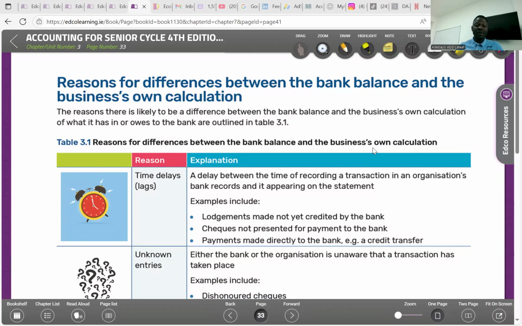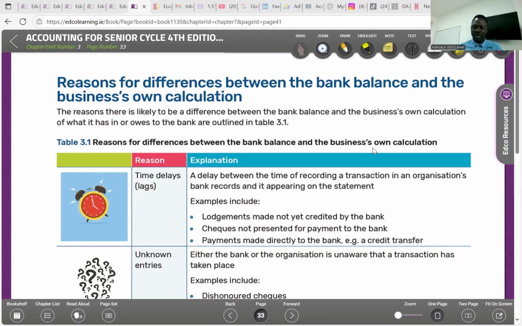The first reason why we could have differences between the bank balance, that's our bank statement, and the business's own calculation is that there may be a time lag. And when we talk about time lags, we're simply talking about time delays. What are the reasons why we could have a time delay? A delay between the time of recording the transaction in an organization's bank record and it appearing on the statement.